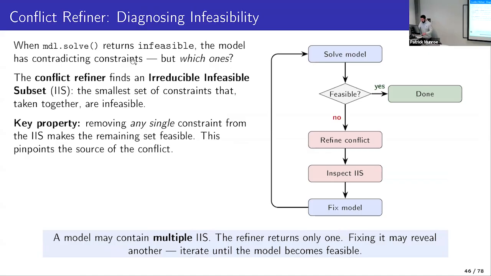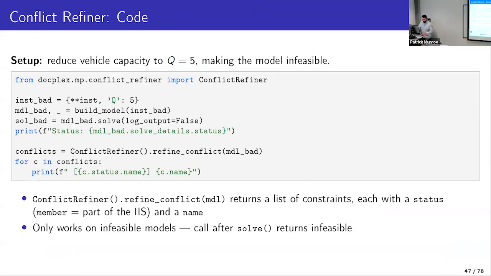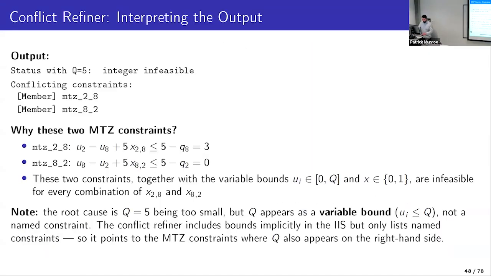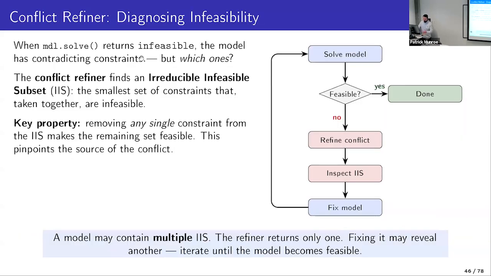Okay, I'm not sure if I would like to talk about callbacks. There's one thing I won't really do an example about, but if you're interested, you may go and read about the conflict refiner. This is a tool for when you model your problem with CPLEX, and then CPLEX tells you when you run the solve function that it's infeasible.